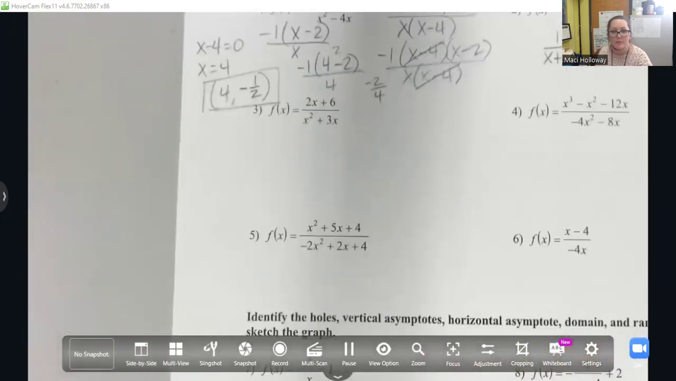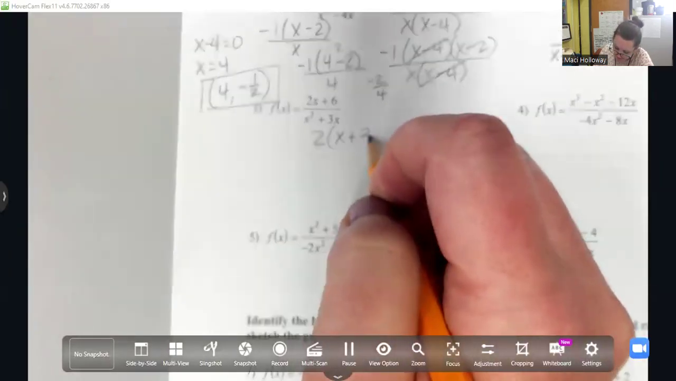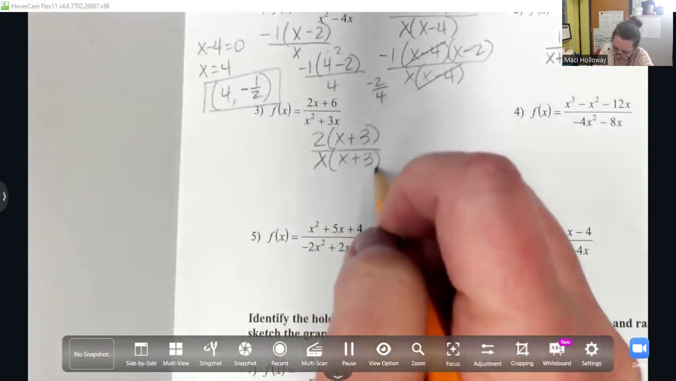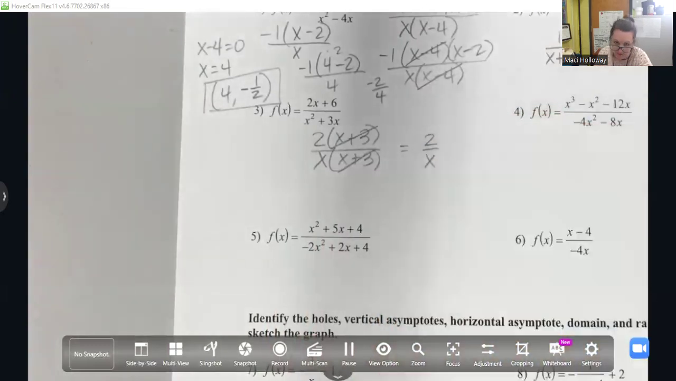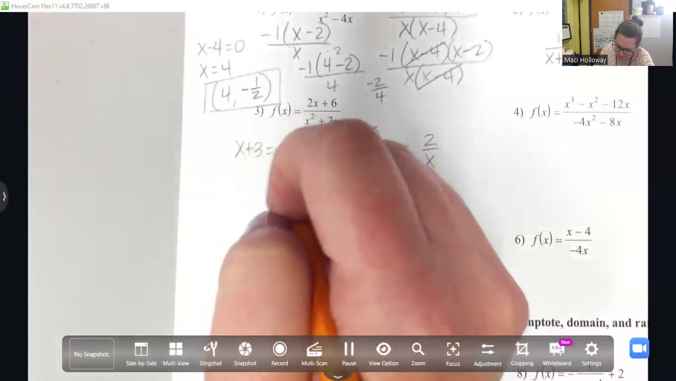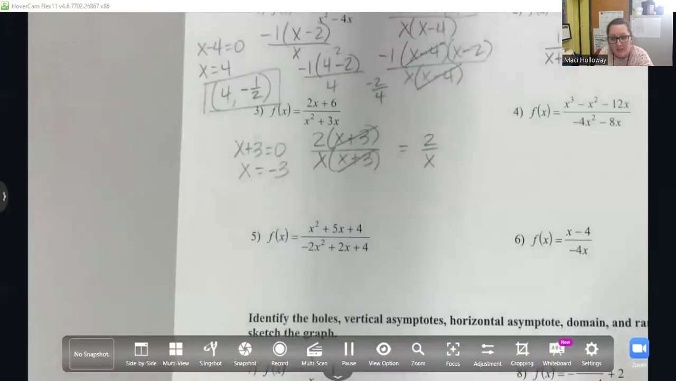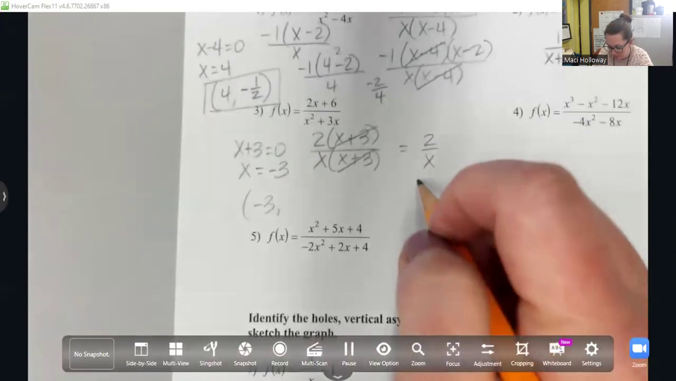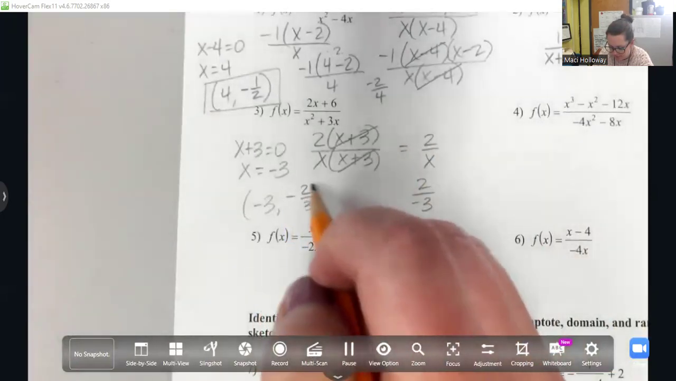All right, number 3, factor out a 2 on the top, x plus 3. Factor out an x on the bottom, x plus 3. Those cancel, so my simplified form is 2 divided by x. And my common factor is x plus 3, so set that equal to 0. So the x value equals -3. And to find the y value, we're going to plug it back in to our simplified form, -3. So it's -2/3.